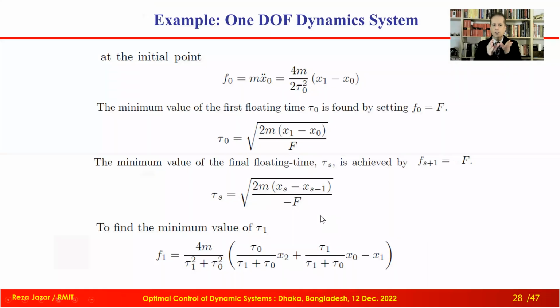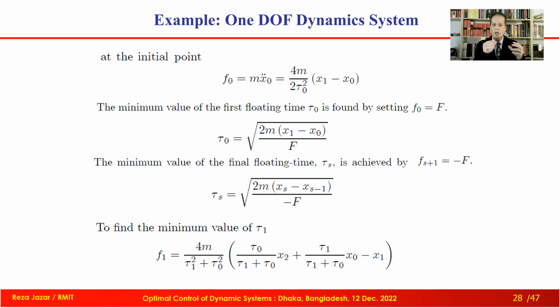Now, let's assume that we are talking about one mass, no friction, for simplicity. The equation of motion is just F at i, where i means the point of discretization, equals M, which is constant, times x double dot at i. Starting at 0, this is the equation. F0 is equal to M x double dot 0, and x double dot 0 from central difference would be 4M divided by 2 tau 0 squared, parenthesis x1 minus x0. X values are known to us. The only thing that we do not have here is tau 0.